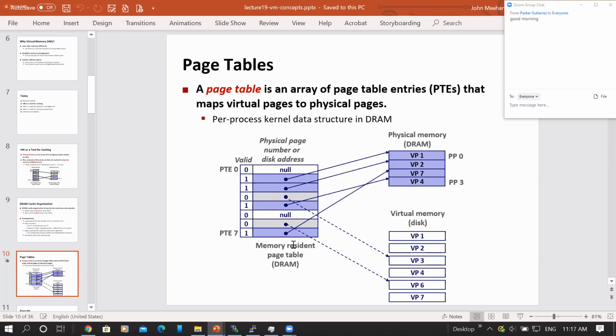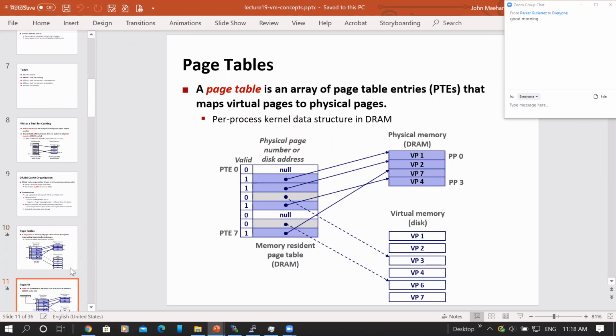So we have a table, and where does this page table live? Well, it would live in memory in the DRAM somewhere, right? And we'd take our virtual reference and we'd go into this table and say, okay, this is the physical page, and we go make the physical reference into memory. Does that make sense?